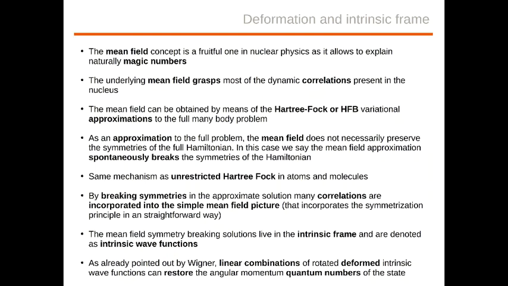So we are dealing now with what is happening in nuclear physics. And in nuclear physics, we have, first of all, a very fruitful concept that is the mean field concept, right? That is rooted in the fact that we have to explain in a natural way the magic numbers. So by using a mean field, we are able to grasp most of the correlations present in the nucleus wave function, right? The mean field can be obtained by means of the Hartree-Fock or the Hartree-Fock variational approximations that are really approximations to the full many-body problem.